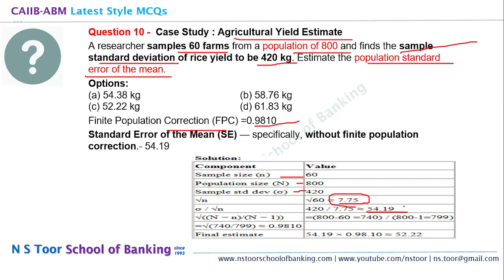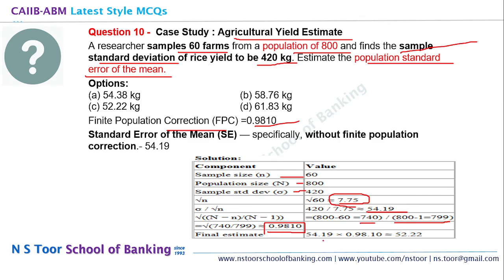Now I have to calculate the finite population correction. What is it? N minus n. So what is my total population? Population is 800 minus 60, that is 740, divided by 800 minus 1, which is 799. So what will be the answer for that? The answer for this is 0.9810.